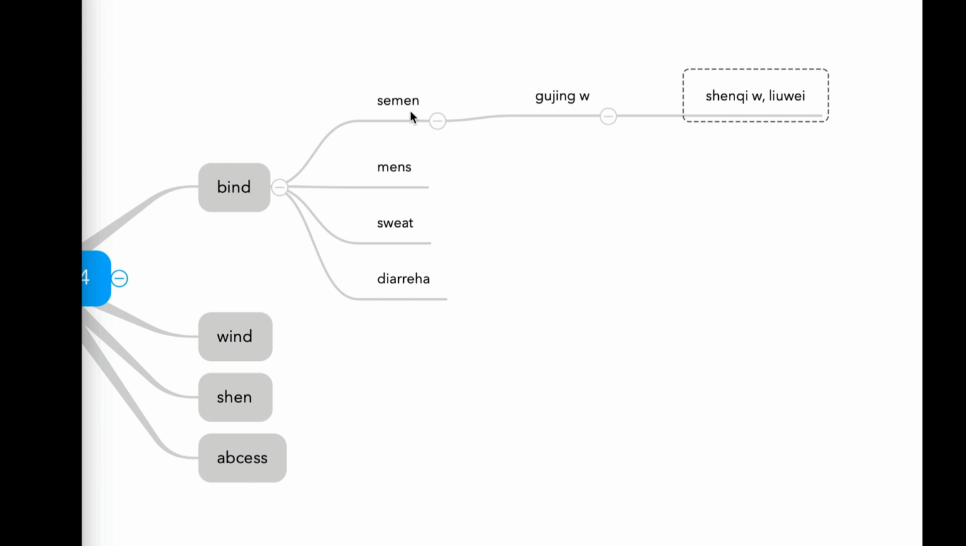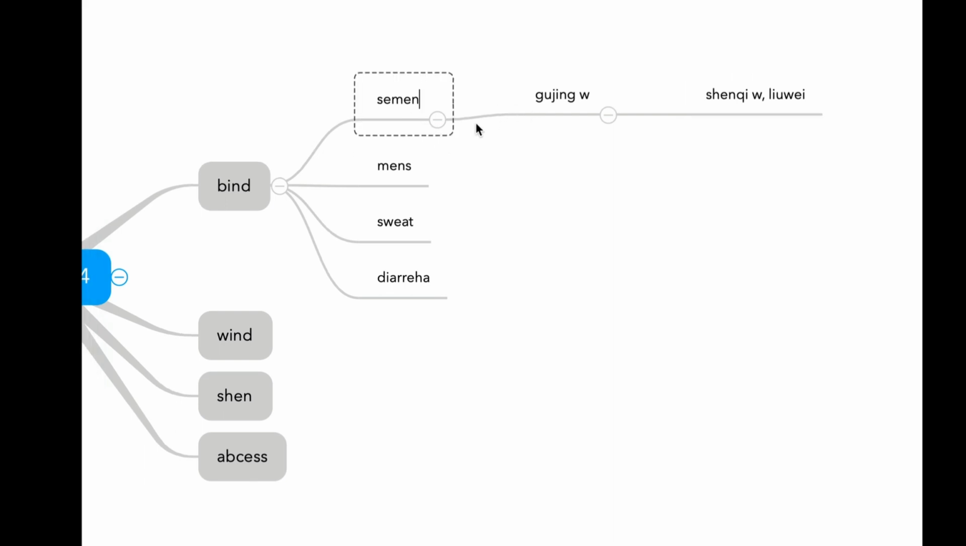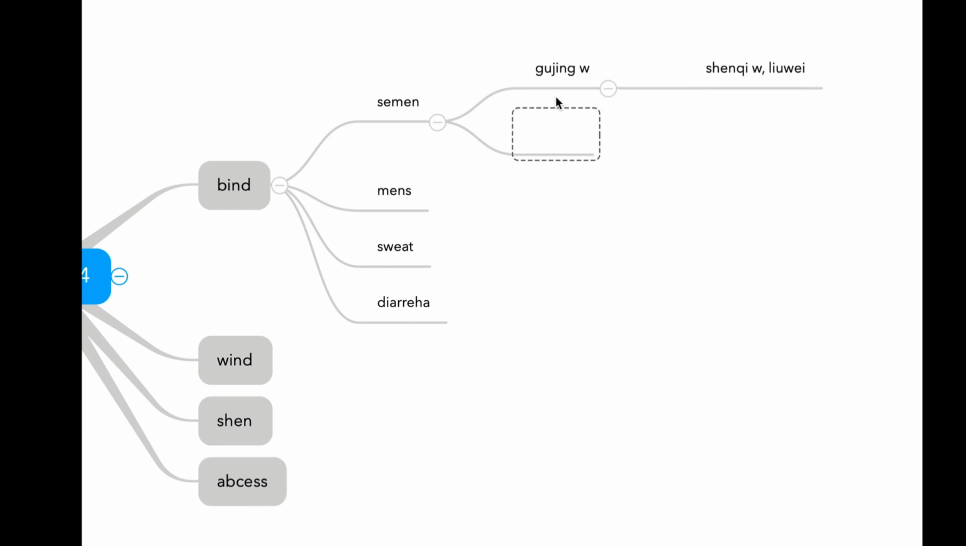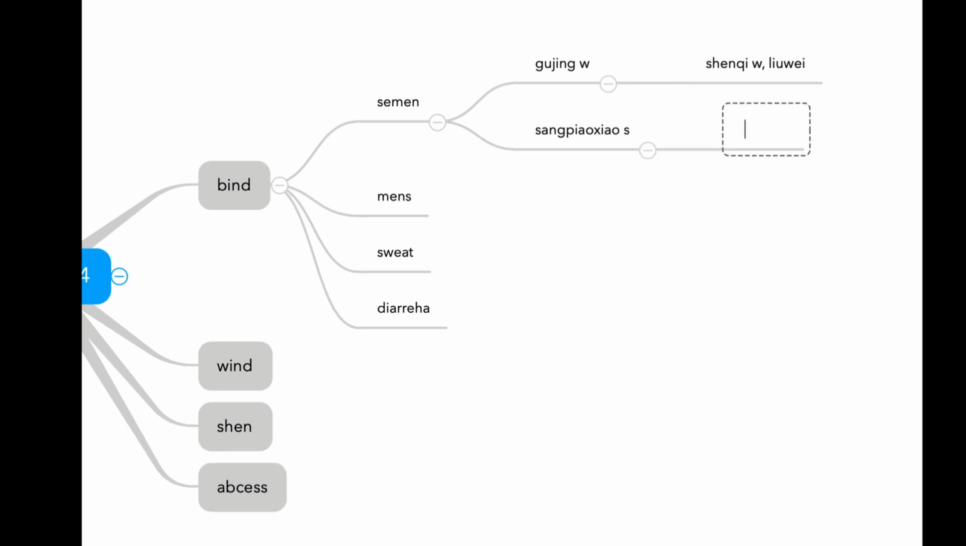Another formula you need to remember with 구징원 is Sang Piao Xiaosan. This is used for seminal emission, but mostly this one is used for urine, bedwetting. Sang Piao Xiaosan. Remember with bedwetting and semen.